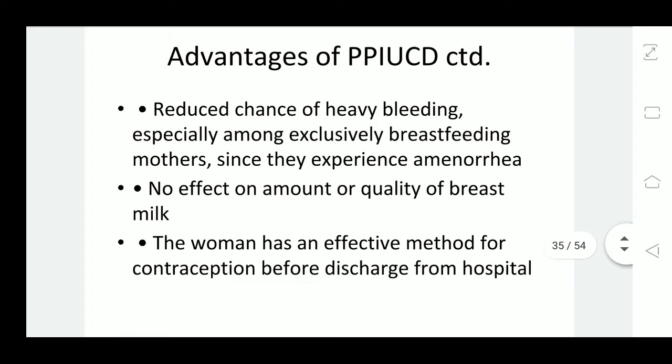Some other advantage is that there is reduced chance of heavy bleeding, especially in women who are exclusively breastfeeding, because they will be having lactational amenorrhea. So there is less chance of increased bleeding, which is a common side effect of the IUCDs, that there may be increased amount or increased duration of bleeding when we introduce the IUCD. So that is taken care of because of the lactational amenorrhea. And also there is no effect on the quality of breast milk, so we can safely put PP-IUCD.